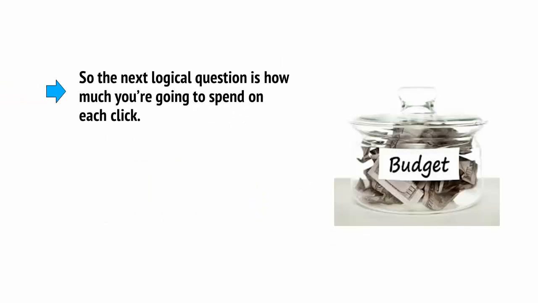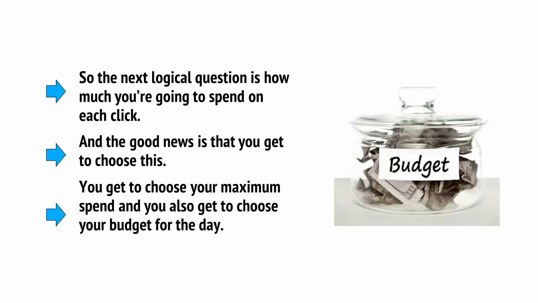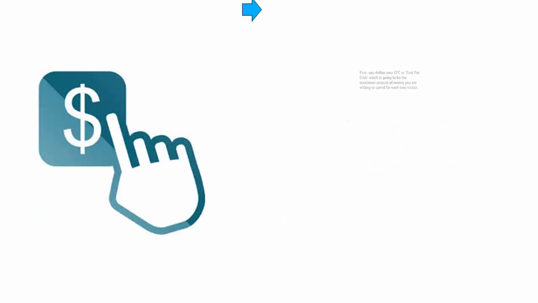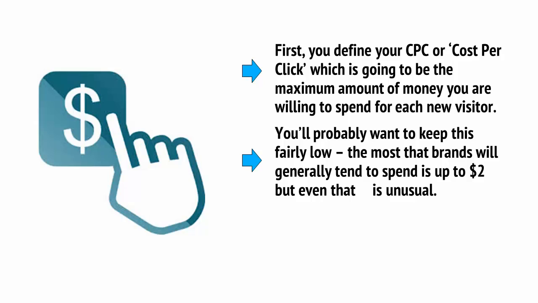So, the next logical question is how much you're going to spend on each click. And the good news is that you get to choose this. You get to choose your maximum spend and you also get to choose your budget for the day. First, you define your CPC or cost per click, which is going to be the maximum amount of money that you're willing to spend for each new visitor. You'll probably want to keep this fairly low.